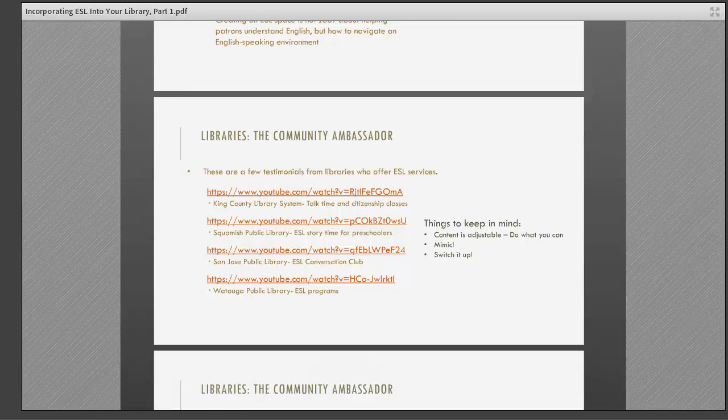And as you watch these, just remember, content is adjustable. Do what you can. If you see something that you like, that you really want to incorporate in your library, that's fine.